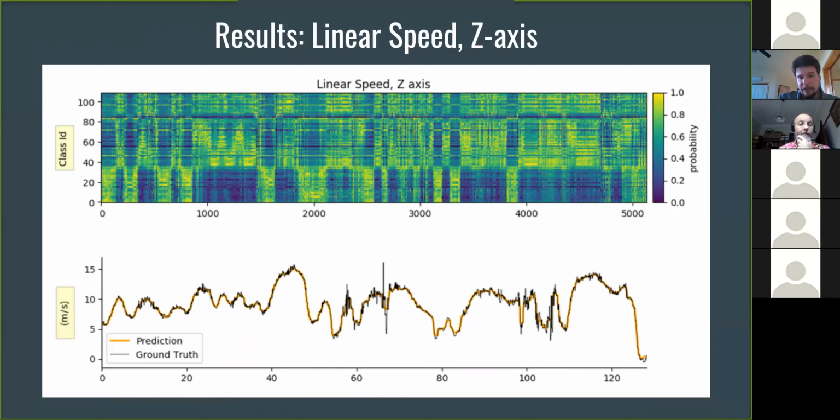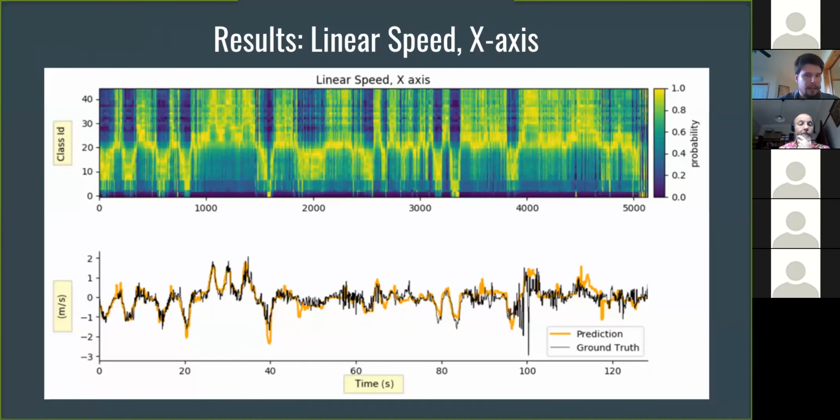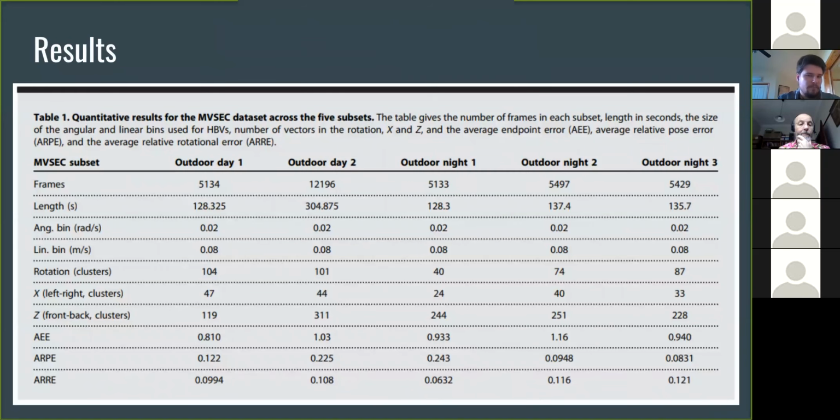For the linear speed along the z-axis, it actually does quite good, on par with the neural network. And in the x-axis, it also does very well, as you can see. So we basically achieved not quite neural network results, but in the ballpark of it. As you can see here, these are more detailed results. We took the outdoor day 1 data set and applied it to the rest of the data sets to get these results. And these numbers are actually fairly close to what you would see with a CNN-based solution.